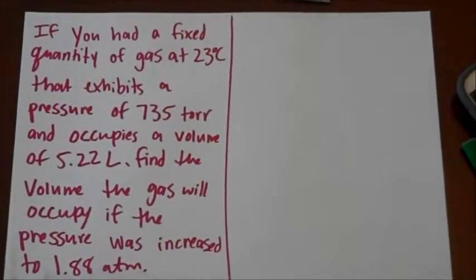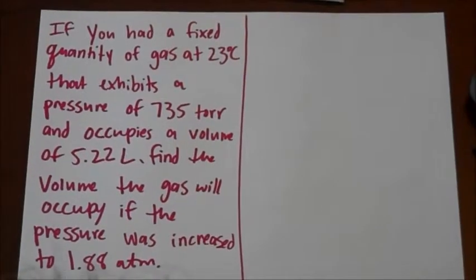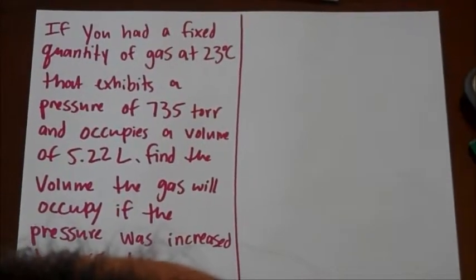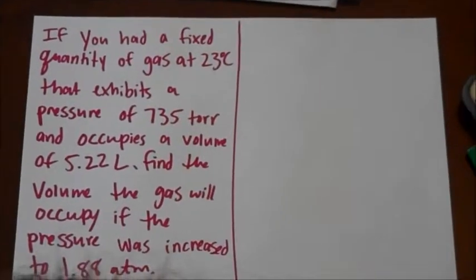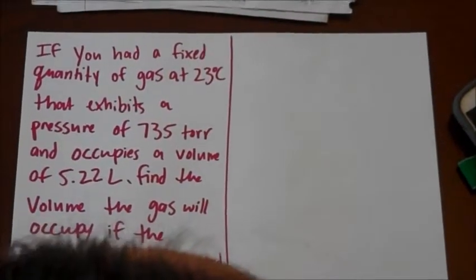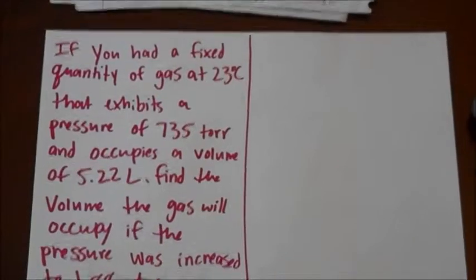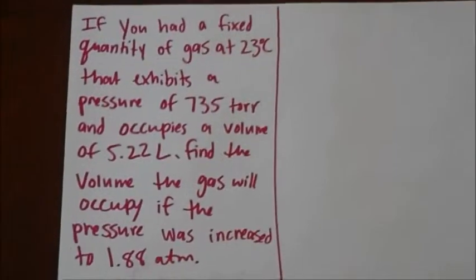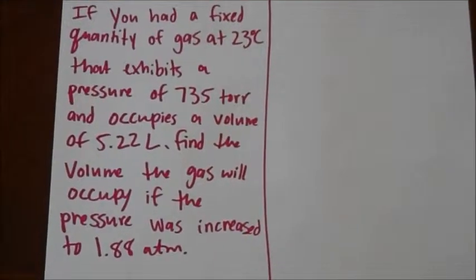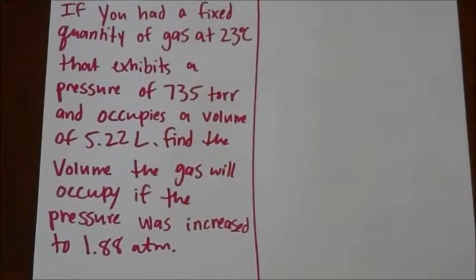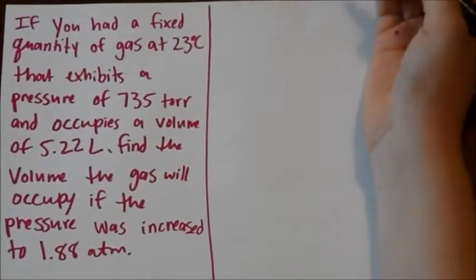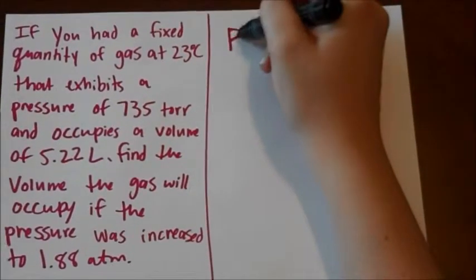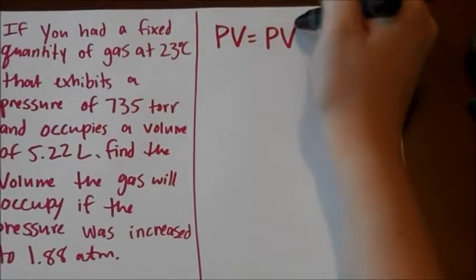If you wanted to apply these laws, an example would be if you had a fixed quantity of gas at 23 degrees Celsius that exhibits a pressure of 735 torr and occupies a volume of 5.22 liters. Find the volume the gas will occupy if the pressure was increased to 1.88 atm. First you would have to decide which gas law to use. Since it's dealing with pressure and volume, you're going to use Boyle's law, which is P1V1 equals P2V2.